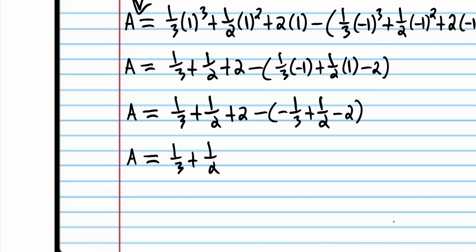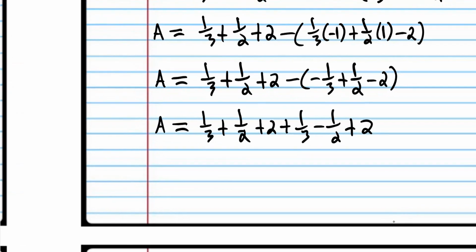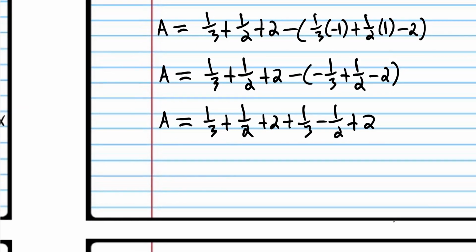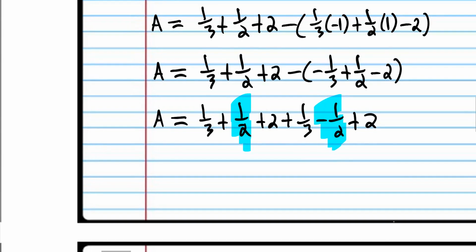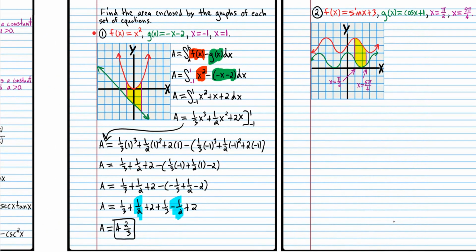Okay, so we have 1/3 plus 1/2 plus 2 plus 1/3 minus 1/2 plus 2. Now these signs, again, that's where students typically have some trouble. You got to be careful about what you're doing. Okay, so the 1/2 and the -1/2 look like they cancel out. And we have 2 plus 2 is 4, and then 1/3 plus 1/3 is 2/3. So we have 4 and 2/3, and that is the area. So we found the area of that shaded region. So there you go.